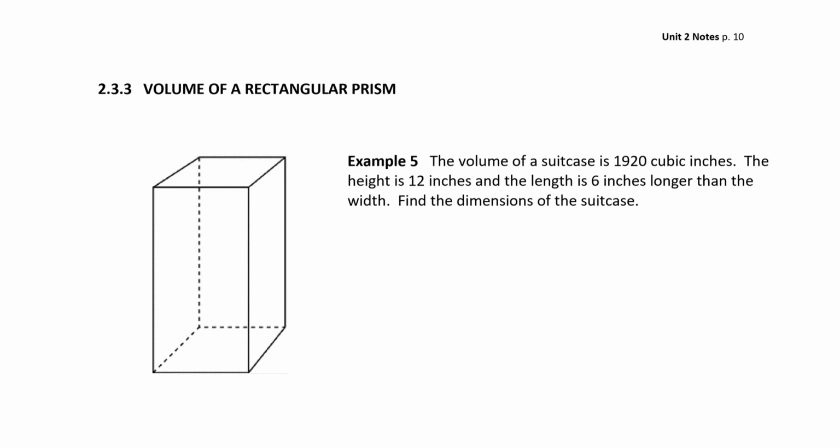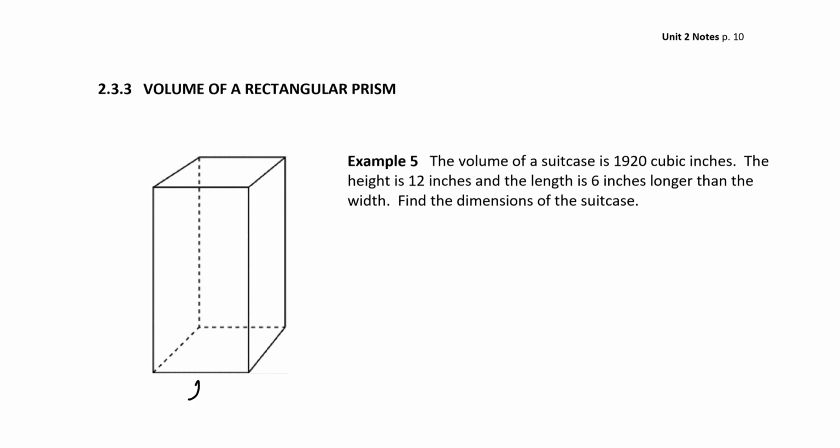For section 2.3.3, we're going to kick up our analysis a dimension, and instead of talking about the area of a rectangle, we're going to learn about the volume of a rectangular prism. Whereas area measures the two-dimensional space that a shape takes up, volume is a measure of the three-dimensional space that a shape occupies.